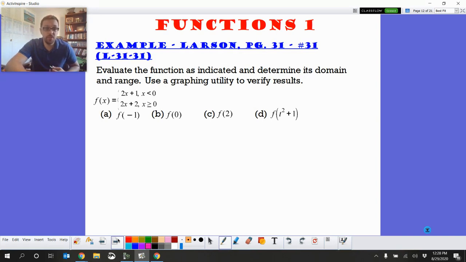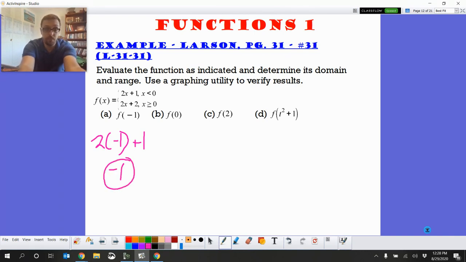So here's a piecewise function. We want to figure out what its values are going to be for these different inputs. If we want to do f of -1, I want to say, okay, is -1 less than 0? Yeah, it is. So I want to do this top thing, and I'm not going to do the bottom thing. So I'm going to do 2 times -1 plus 1, which is -2 plus 1, so it's -1. So f of -1 is -1.